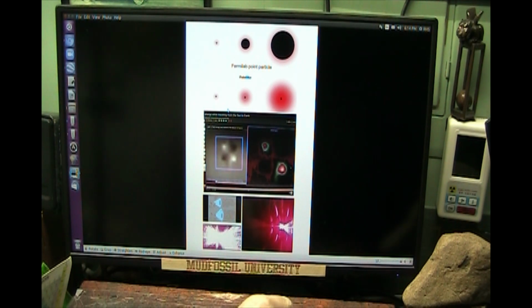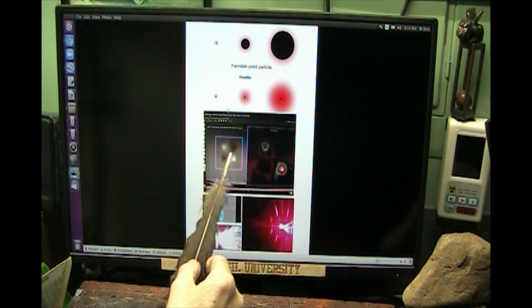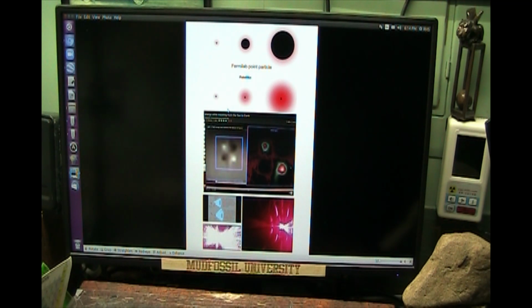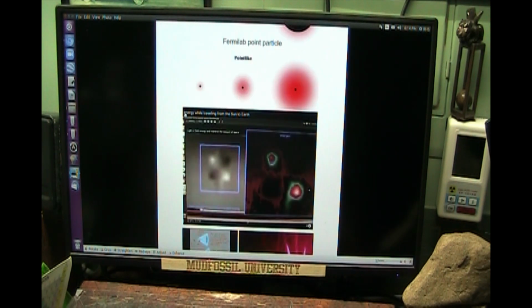It's very interesting. Again, I'm learning just as you're learning. This is light. That's a particle of light. Photon. And then I'm sure you can see that.